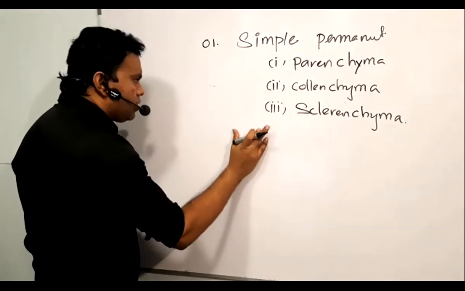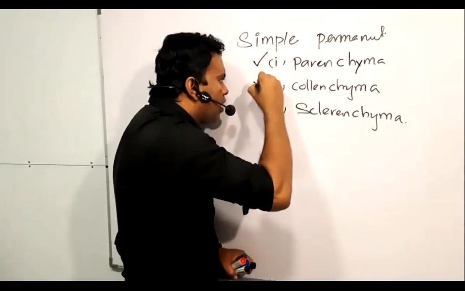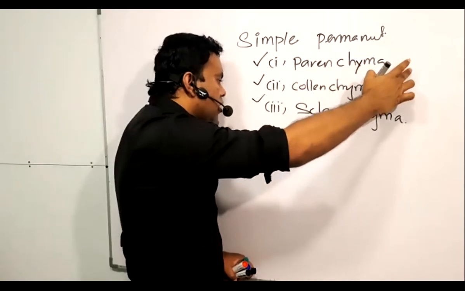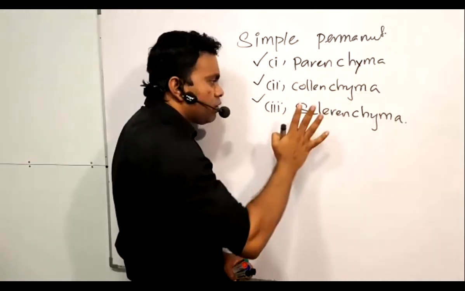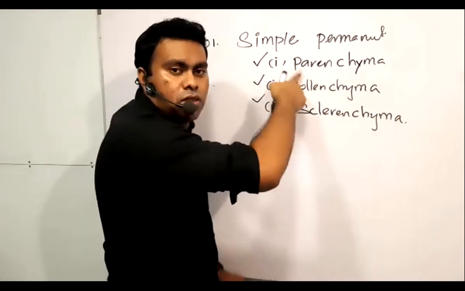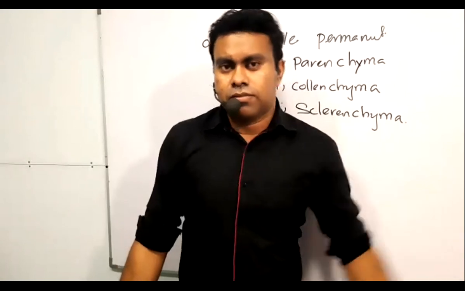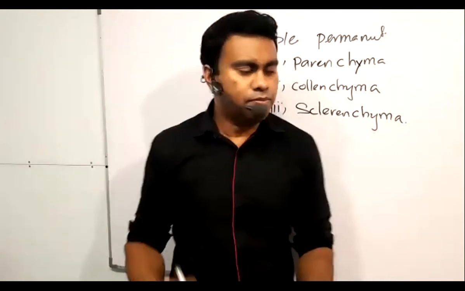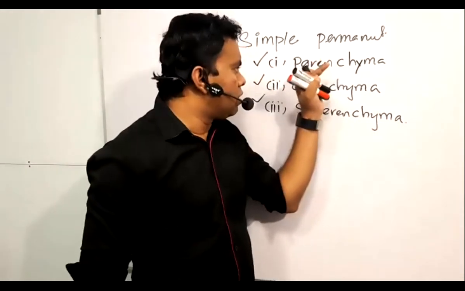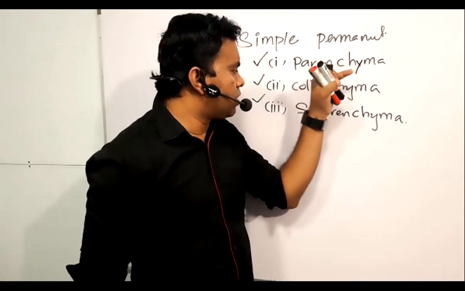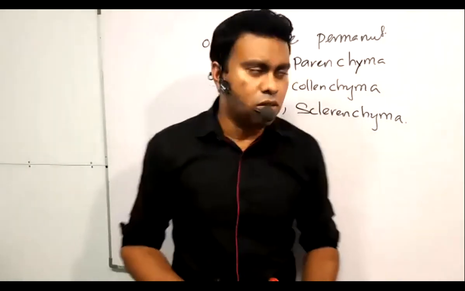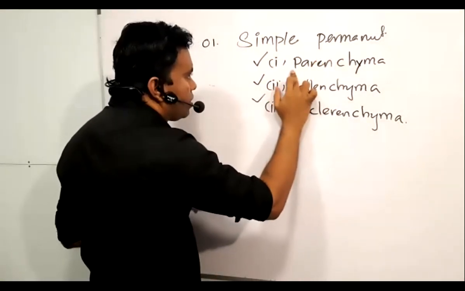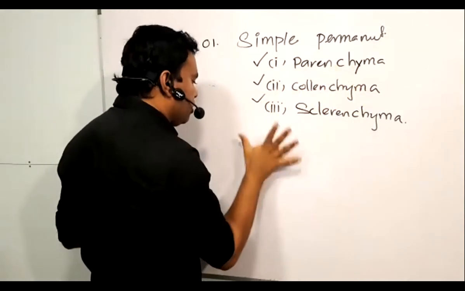Simple permanent tissues. So we have to learn one by one. There are common features. We have to draw the parenchyma tissue and we have to draw the collenchyma tissue. We have to draw these things, and learn the special features and functions. So we have to draw the diagram and learn the special features and functions. Okay, good. Now take down under simple permanent tissue this parenchyma tissue.